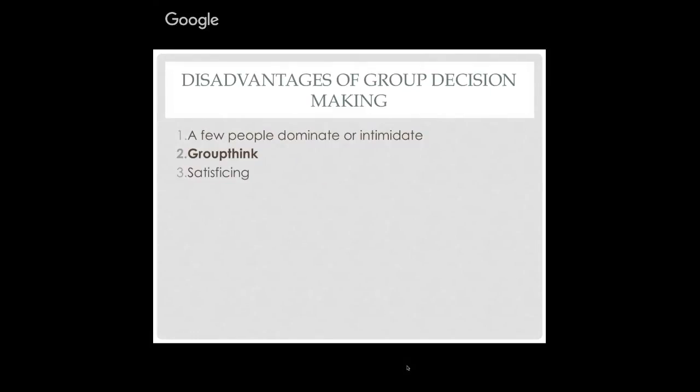Satisficing. You might just decide on the first good solution everyone comes up with, instead of looking at all possible solutions, just because you're tired of being in a room with people, right? Goal displacement. Sometimes when you're trying to make a decision in a group of people, people are talking, they go on a tangent. The goal might get displaced. You get off track.